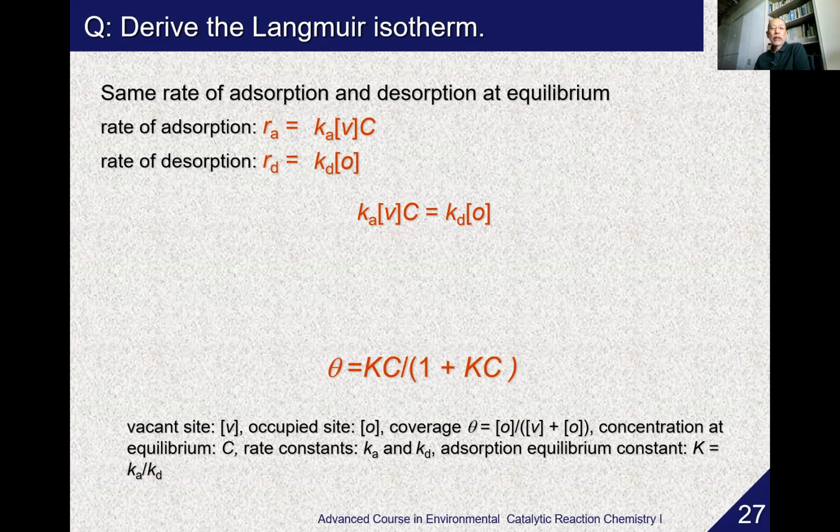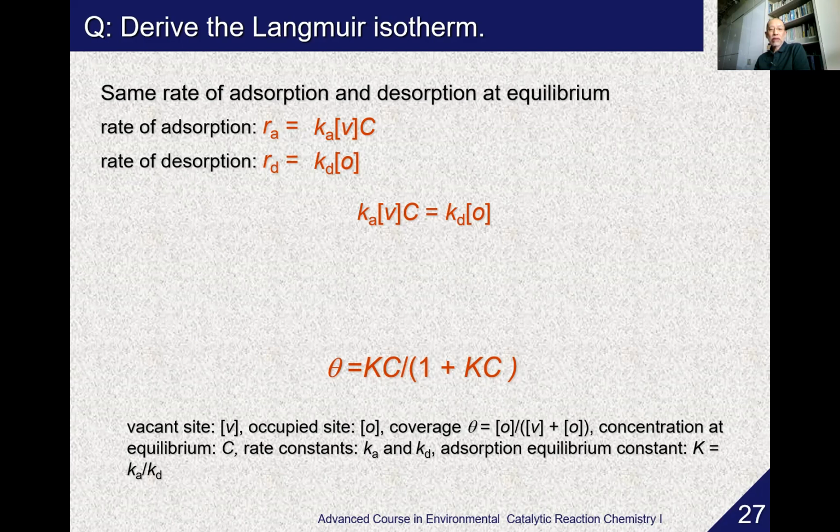For equilibrium between the forward and backward reactions, the rates are the same. Therefore, KaVC equals KdO. Starting from this, it is necessary to cancel out the small k's, so V and O should be eliminated.